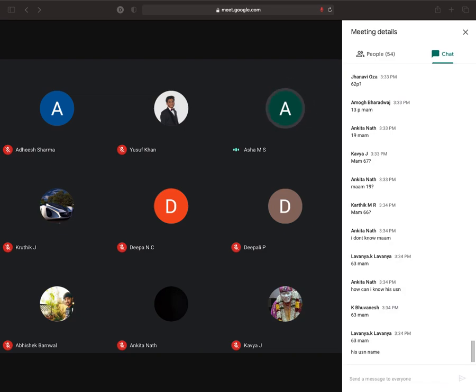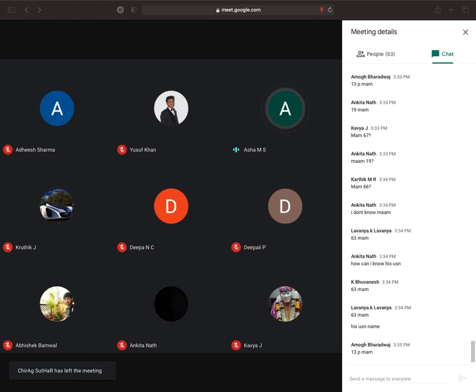5 is absent, 13 is absent, 18 is absent. 25, 26, 27, 34, 36, 40, 46, 48, 50, 57, 63, 65, 69, 81, 82, 84, 86, 87. These are the absentees. If anyone is here? No, right? Okay, thank you.